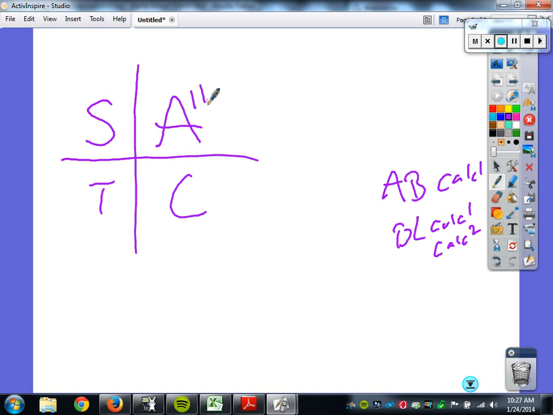All, and that stood for all of them are positive. All are positive. And the reason being is because this coordinate's a plus plus, right? That means all trig functions are positive in the first quadrant. Now, if I'm in S, what do you guys think that means? Sum. That means sine is positive.